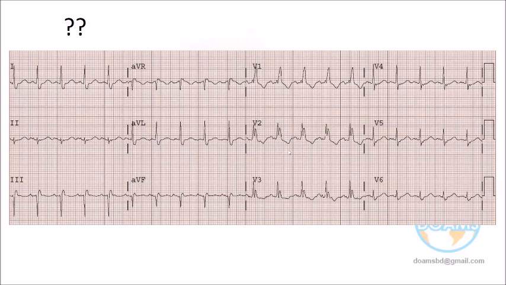I think it looks more than 3. If it is more than 3, you can see in the S, it is a slur. It is called the slurred S, or delayed S. You can see it in V6.